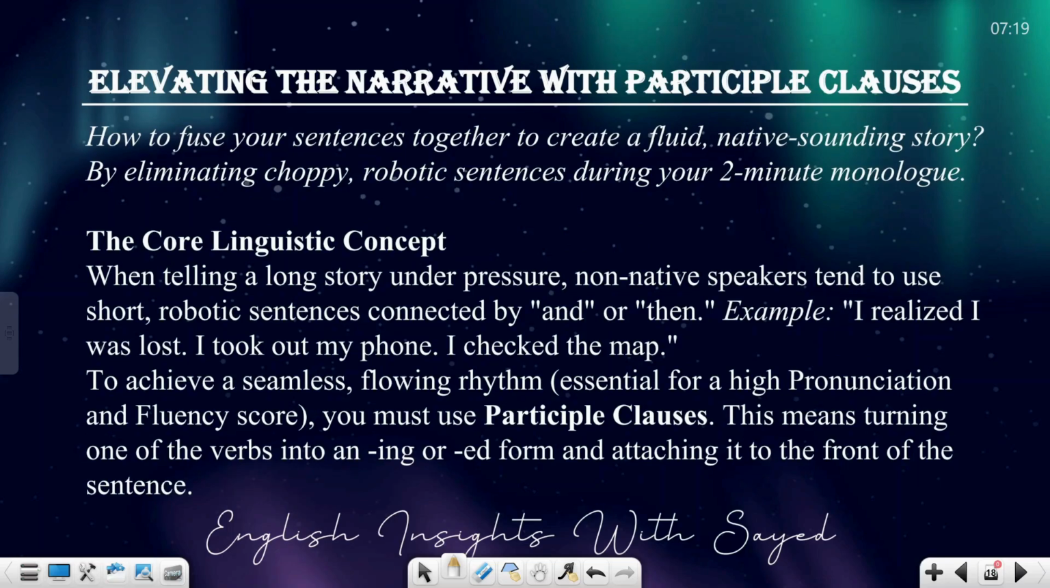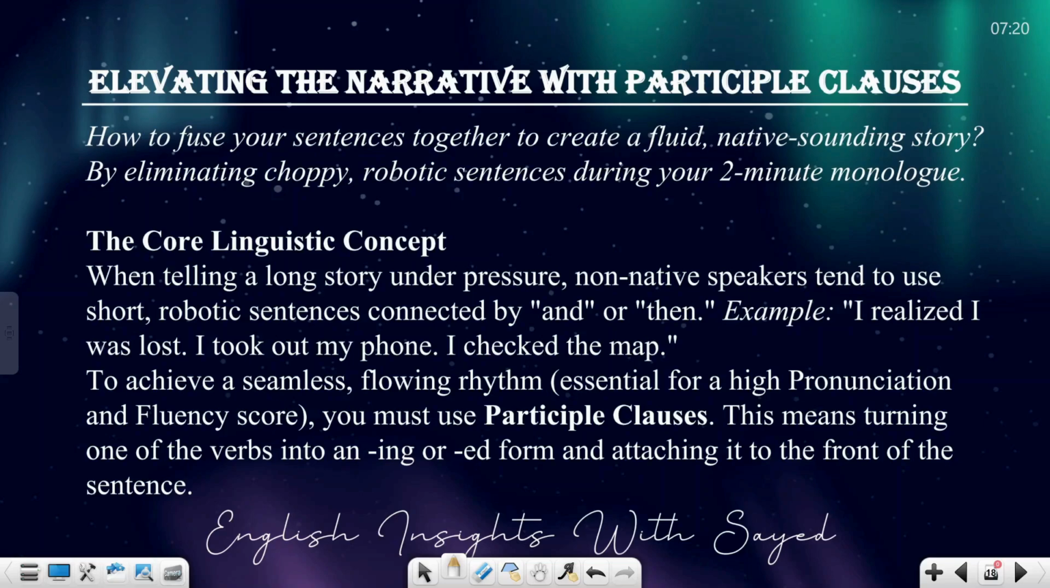How to fuse your sentences together to create a fluid, native-sounding story. By eliminating choppy, robotic sentences, the stammering sound, as we have discussed on the issue of how to avoid choppy sentences, you can do it during your 2-minute monologue.